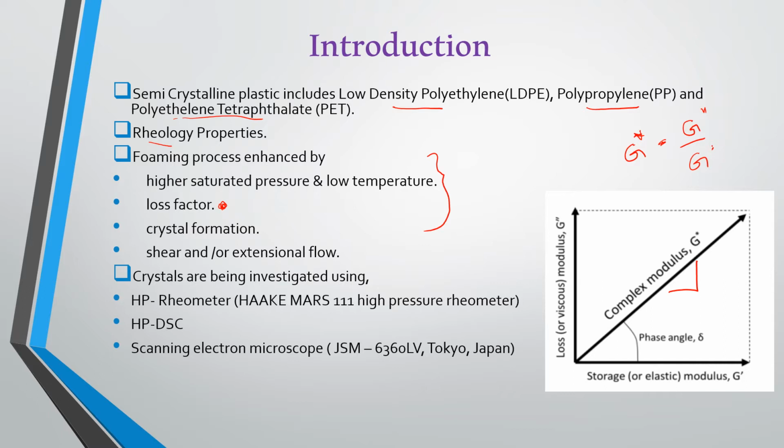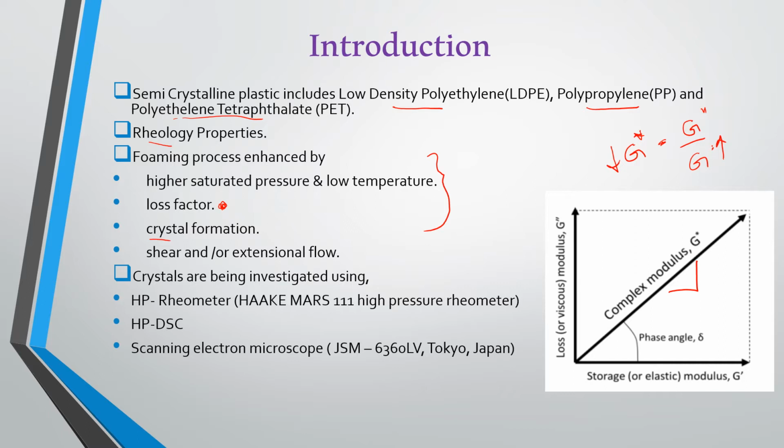If the loss factor is low, which means the storage modulus increases, that improves the foaming process. When the storage modulus increases, the loss factor goes down. So a lower loss factor enhances the foaming process. When the loss factor goes down, the foaming process goes higher. Other than that, loss factor is a good indicator for foaming. Also, higher saturated pressure, low temperature, and formation of crystals also increase the foaming.